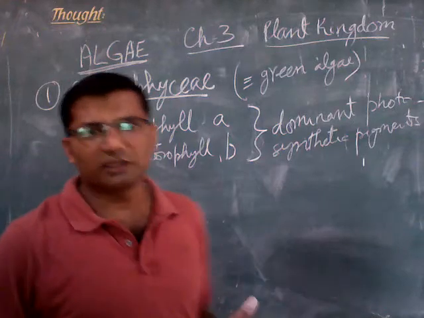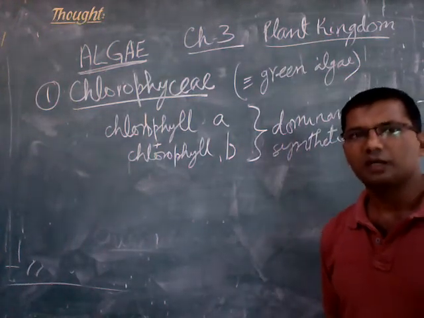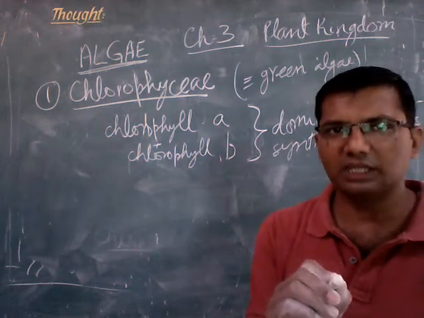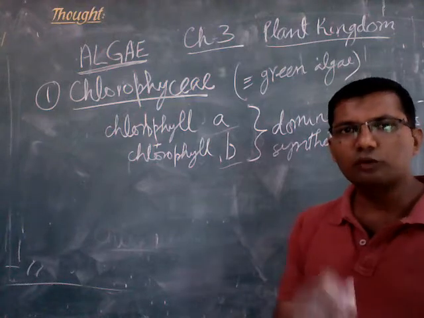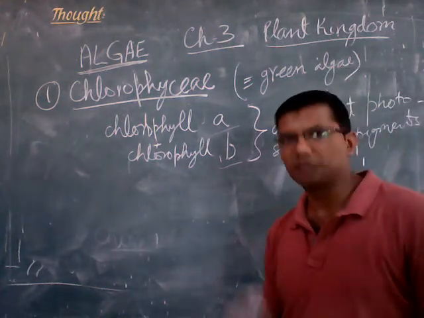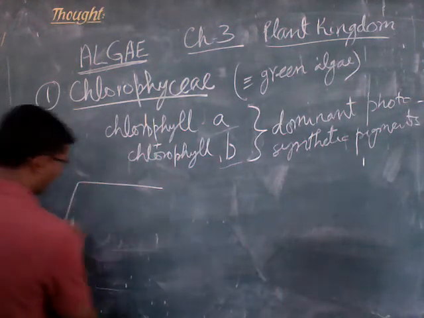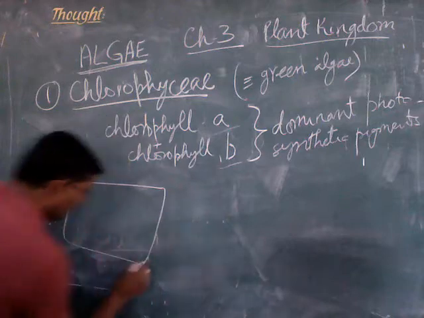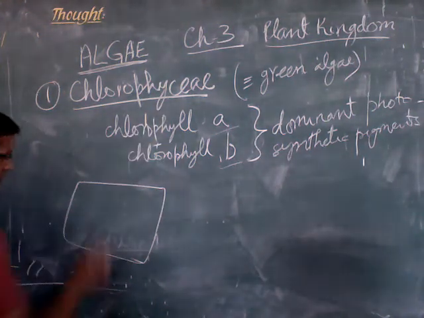So there are so many kinds of chlorophylls, chlorophyll a, b, c, d, e like that. But in the Chlorophyceae or green algae, chlorophyll a and chlorophyll b are the dominant chlorophyll molecules. And this is very important, it will be asked many times in the examination. Okay. Then we can consider the cell structure. How does the cell of the green algae look?